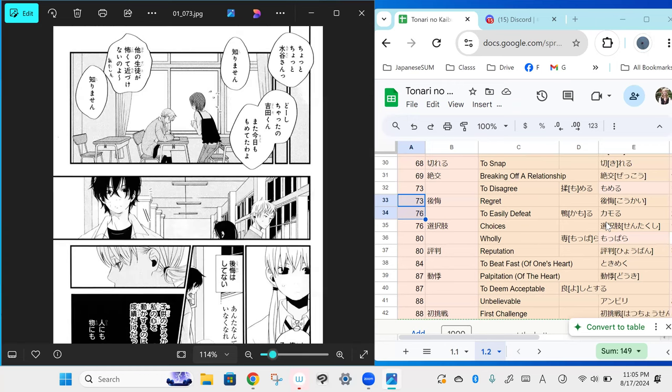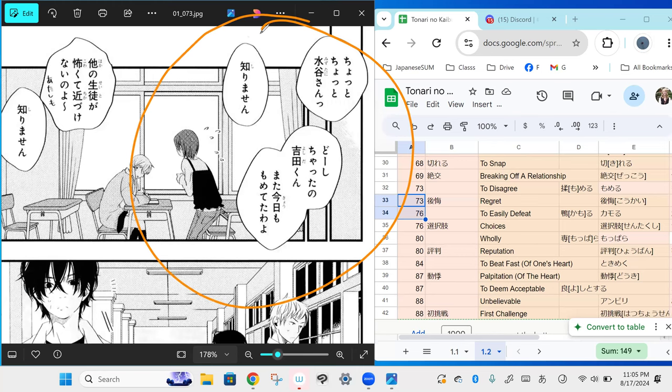The next half of this panel will go to you. It's like, ちょっと is like, 水谷さん, 知りません. Wait a minute, here it goes like this. Oh, okay. I see. It's like, どうしちゃったの、吉田君. What happened, no, it's like, what happened to, like, Mizutani-san, Yoshida?